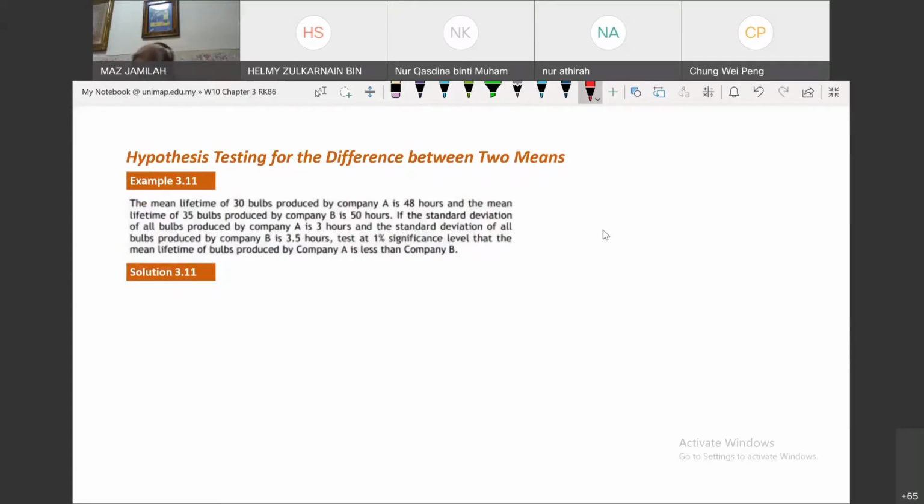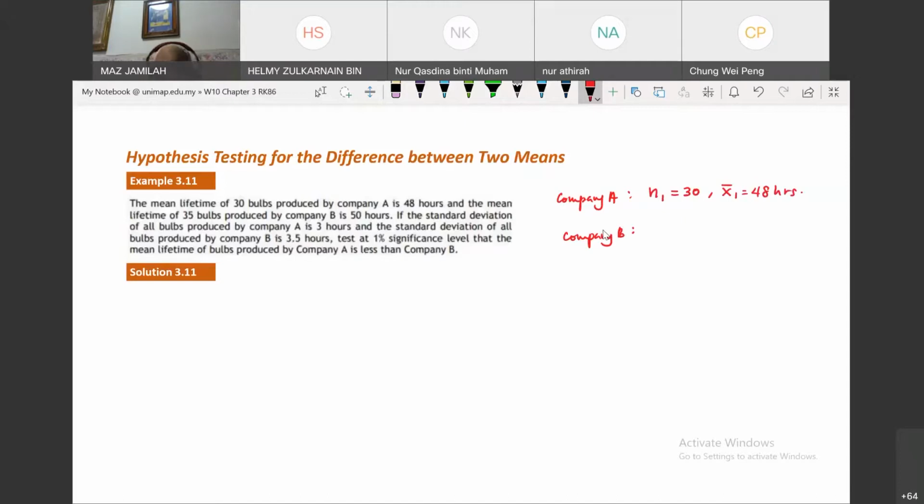Now, we can see a particular example on page 98. The mean lifetime of 30 bulbs produced by company A is 48 hours. So you are talking about company A, and then you are talking about company B. For company A, you know n1 is 30, and the mean is 48 hours.